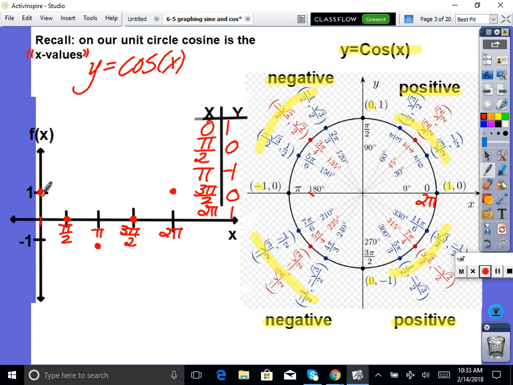So let's connect this. The pattern that happens for cosine, this is a little trick, a full cycle for cosine is always this: max, 0, min, 0, max. Look, max, 0, min, 0, max. Does everybody see? Which makes sense, because on the unit circle, our max value would be 1, our min would be -1. Is everybody seeing what I'm saying?